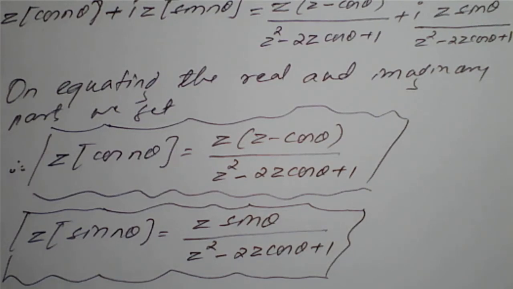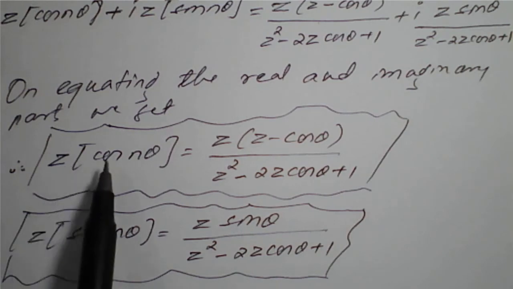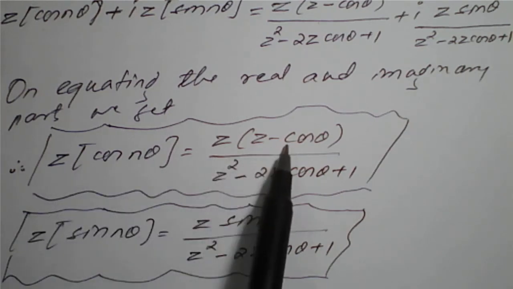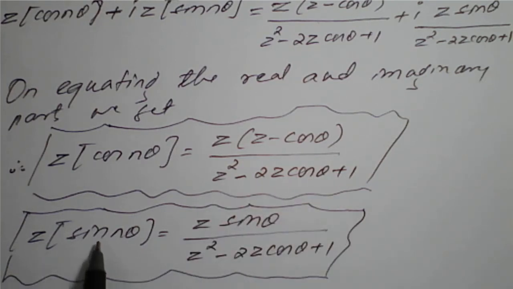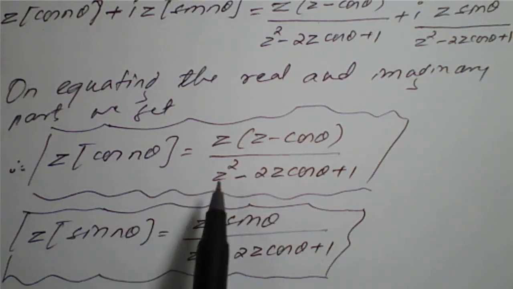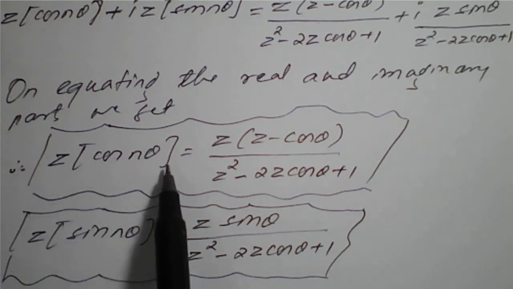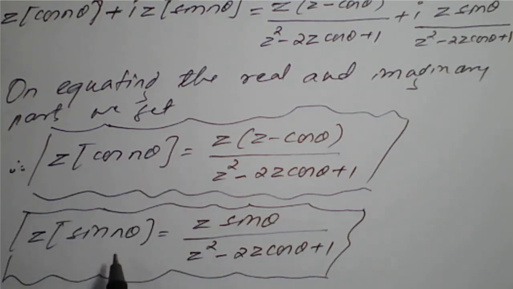We will see the deduction part, but remember, what is the Z transform of cos n theta? It is z into (z minus cos theta) divided by z square minus 2z cos theta plus 1, and the Z transform of sin n theta is z into sin theta divided by z square minus 2z cos theta plus 1. Denominators are the same for both, only the numerator changes. So this is a problem as well as a formula for the Z transform of cos n theta and sin n theta. Let's see the deduction part.